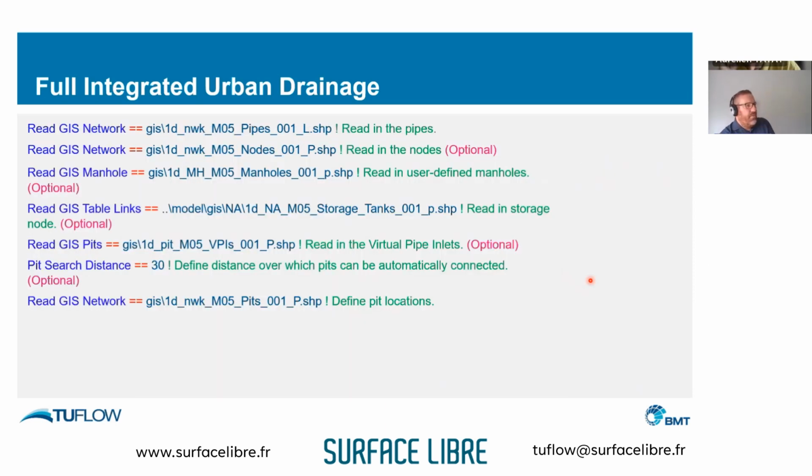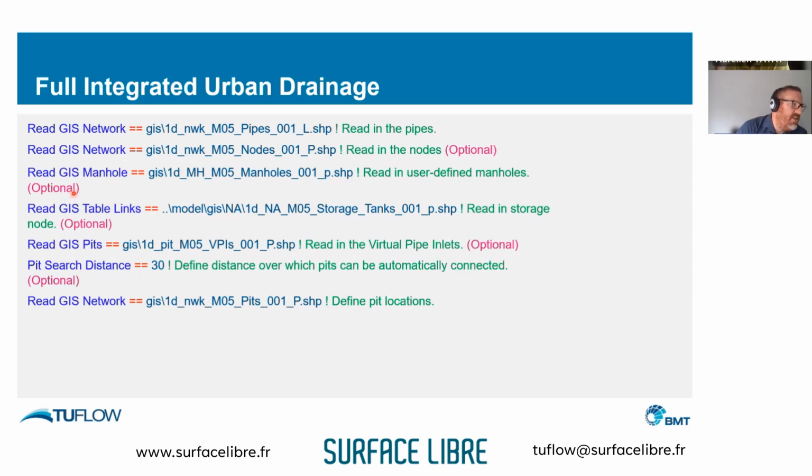So, hopefully, this is my summary of what I've just covered here. We can read in the pipe layer. That gives us the shape of the pipe, the invert levels, the lengths, various other things. We can read in the nodes if we want to. We can change the node names. We can change the invert levels. We can connect to the 1D, 2D.